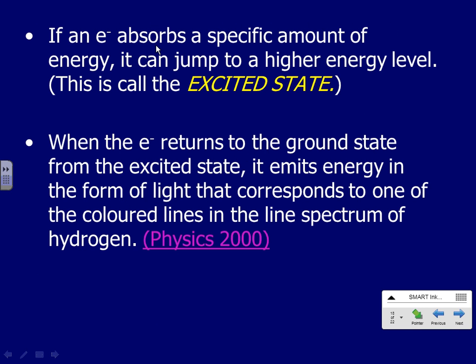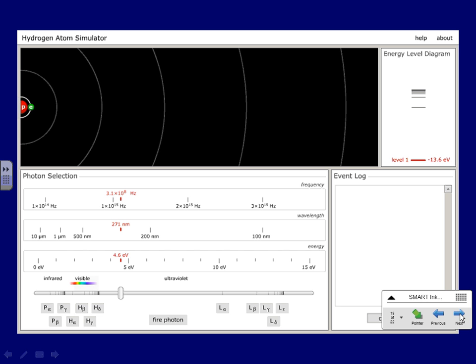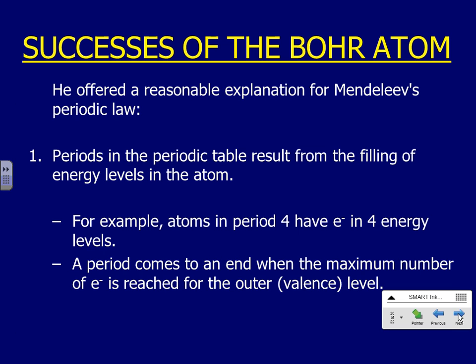An electron, if it absorbs a specific amount of energy, can jump to a higher state. When the electron returns to the ground state from the excited state, it gives off light corresponding to certain colors of the spectrum. Okay, that's just a little simulation. Again, that does not work on this particular version of PowerPoint, but I can give it the right color of light, and it'll jump to different energy levels, and then it would fall back down and give off light. It's not that exciting.